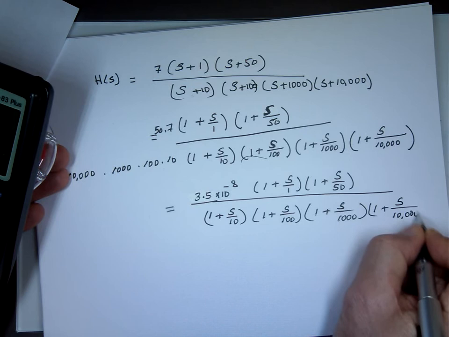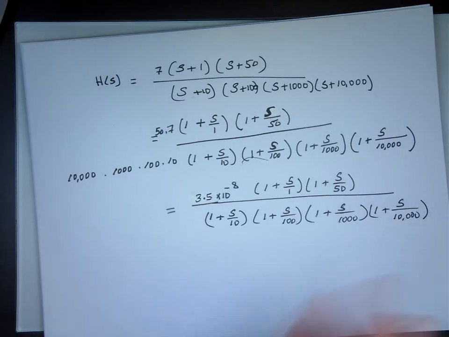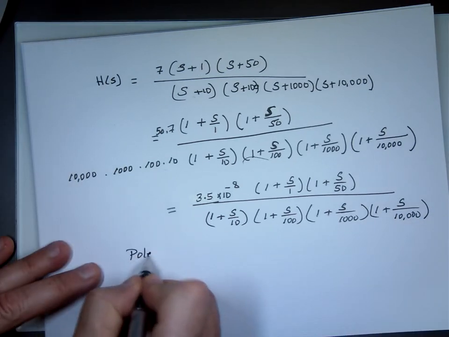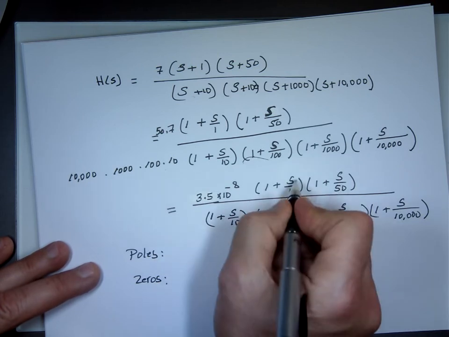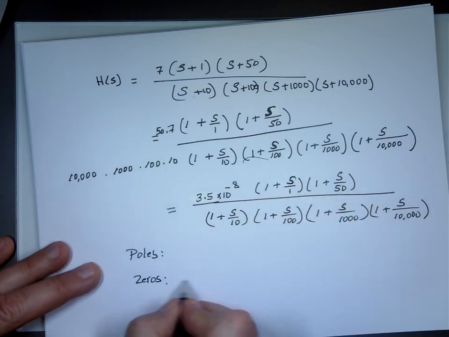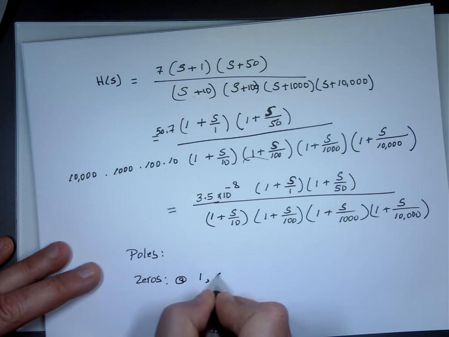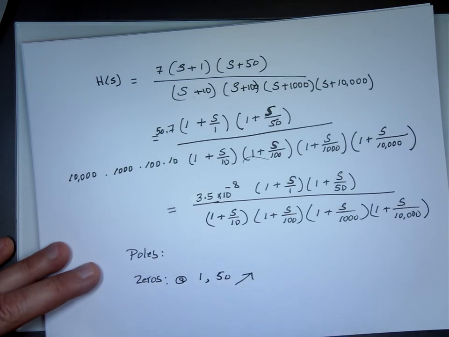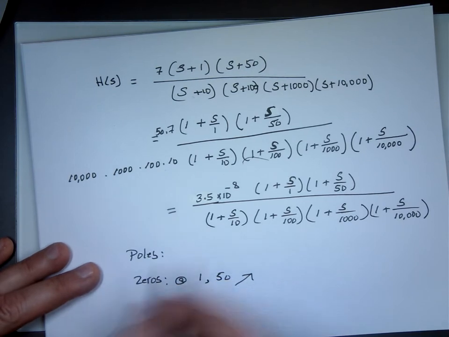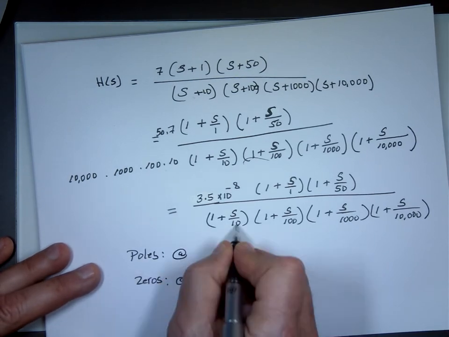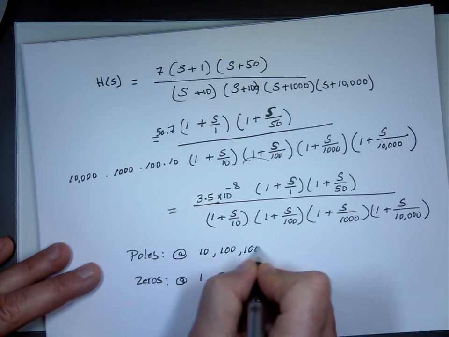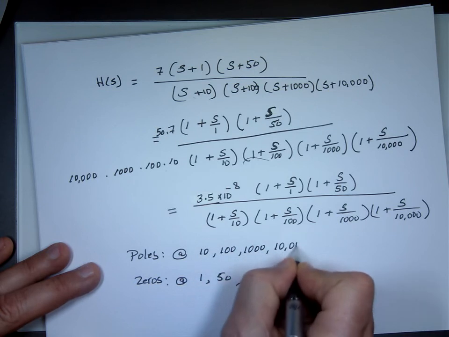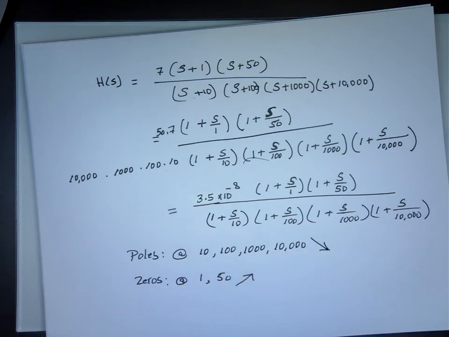So poles, here we go. Where are my poles? The poles are at the bottom, zeros on the top. The top, the 1 and the 50, that's an S, not a 5. At 1 and 50. These make me go up. The poles, where we have them? At 10, 100, 1,000, and 10,000. They make me go down by 20 decibels. Now I'm ready to graph it.